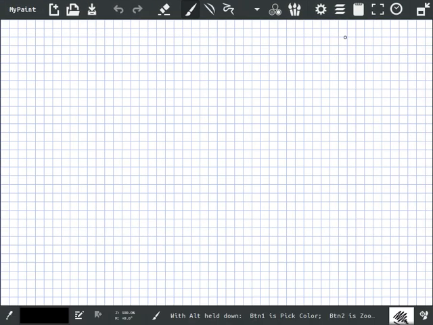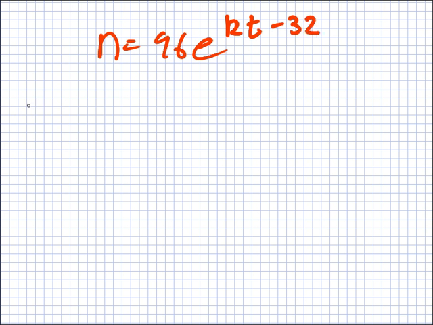Okay, let's have a look. The variables n and t are connected by the formula n equals 96e power kt minus 32. And what's the question? Where k is a constant, state the value of n when t equals 0. That's the first one.